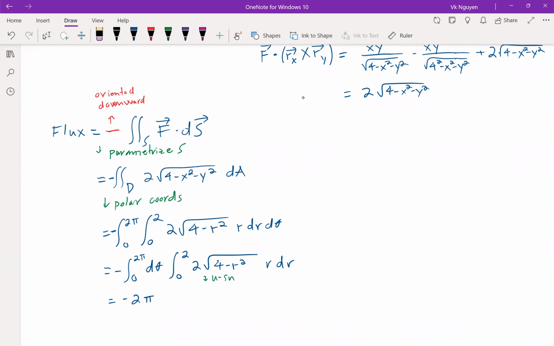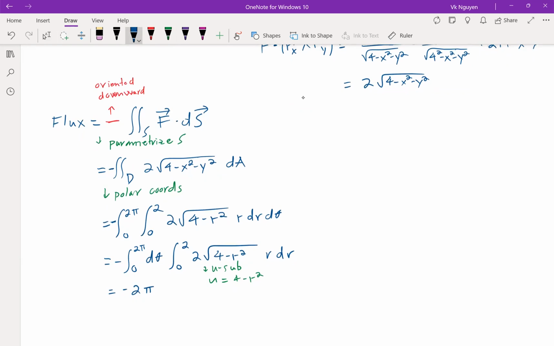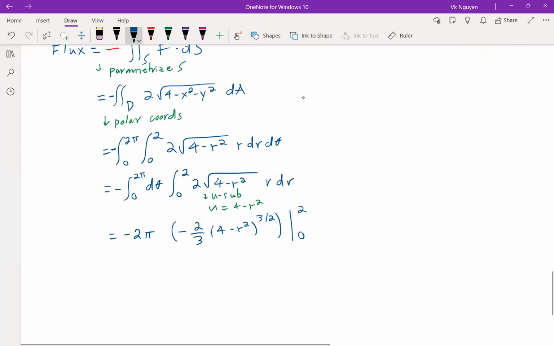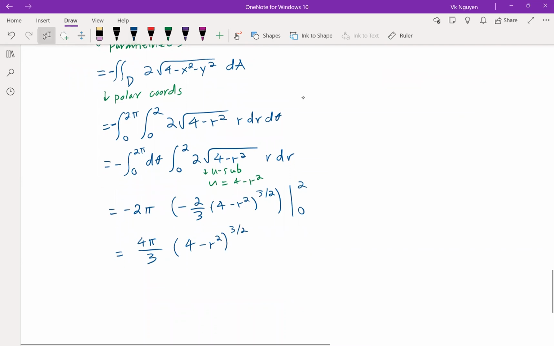U substitution. The answer should be the same. U is equal to 4 minus r squared, so we have a negative here. Negative of u to the 1 over 2 plus 1 is 3 over 2, so 2 over 3, 4 minus r squared to the 3 over 2, from 0 to 2. Negative, oh, 4 pi over 3. Let's see what we have in here: 4 minus r squared to the 3 over 2, from 0 to 2, so 4 pi over 3.